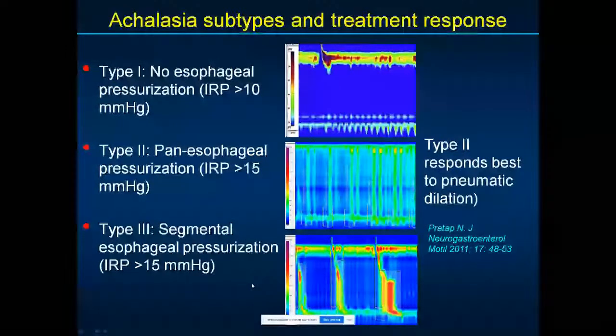Obviously, my introspection is type 3 is the earliest disease, type 2 is a little more advanced disease, and type 1 is the most advanced disease where esophageal muscle is totally gone because of denervation maybe. Therefore, truly speaking, type 1 should have been called type 3, but this is how terminology is. And type 2 achalasia responds best to the pneumatic dilation. The reason is very clear. Type 2 achalasia is the one where the muscle is still there. So therefore, esophageal body muscle is still there. So therefore, if we disrupt the non-relaxing LES, the muscle can actually squeeze the bolus down into the stomach.